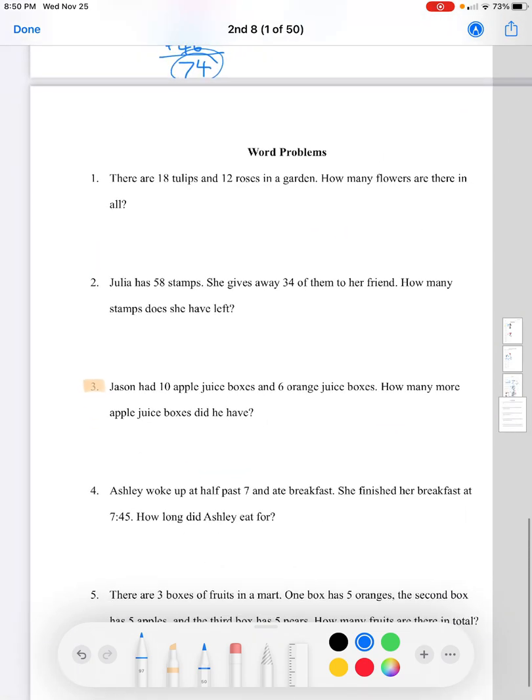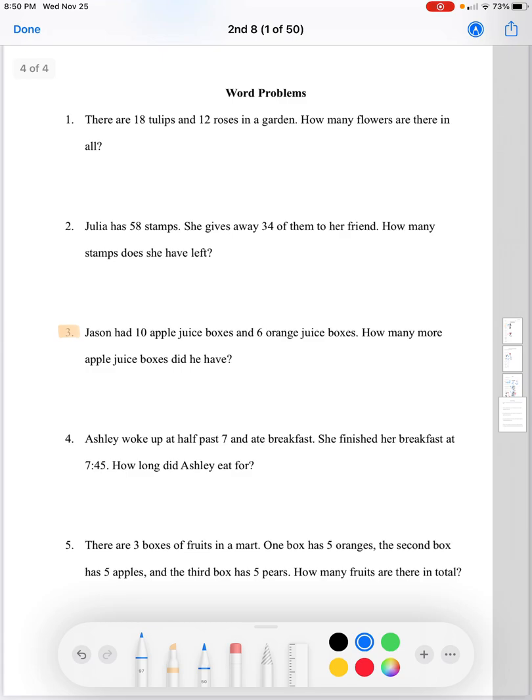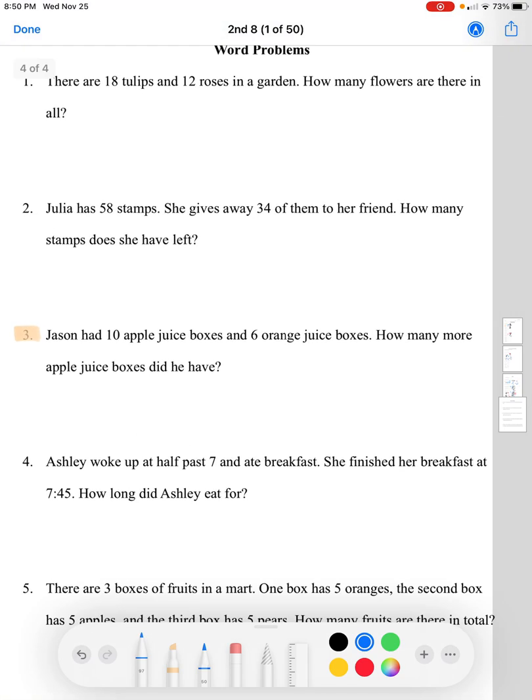Let's move on to the last page, word problems. We'll do one example here. Let's go with number 3. It says Jason had 10 apple juice boxes and 6 orange juice boxes. How many more apple juice boxes did he have?